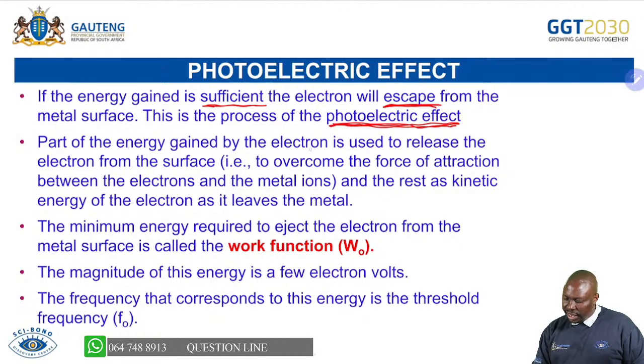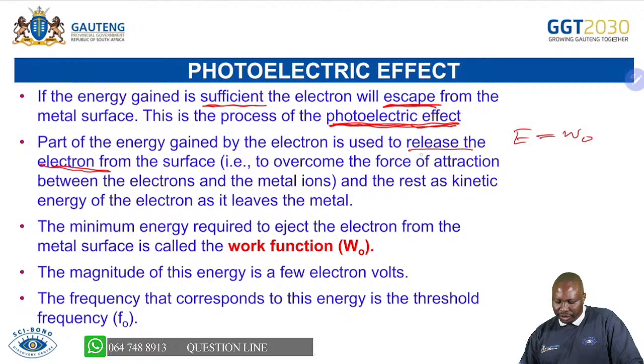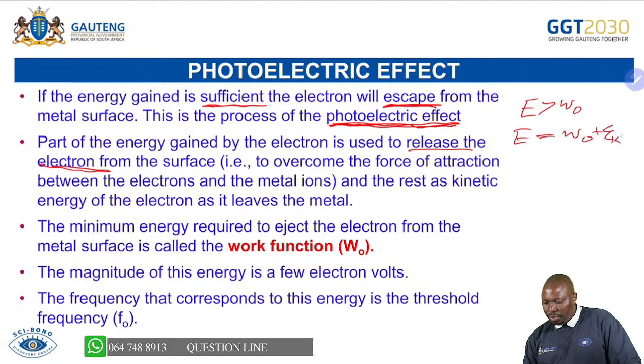Now, part of the energy gained by the electron is used to release the electron. As long as they are equal, the energy will release the electrons from the metal surface, or we can say it will overcome the force of attraction between the electrons and the metal ions, and the rest goes as kinetic energy of the electron. I said that to say when you have energy more than the work function, some of the energy will be converted to maximum kinetic energy.